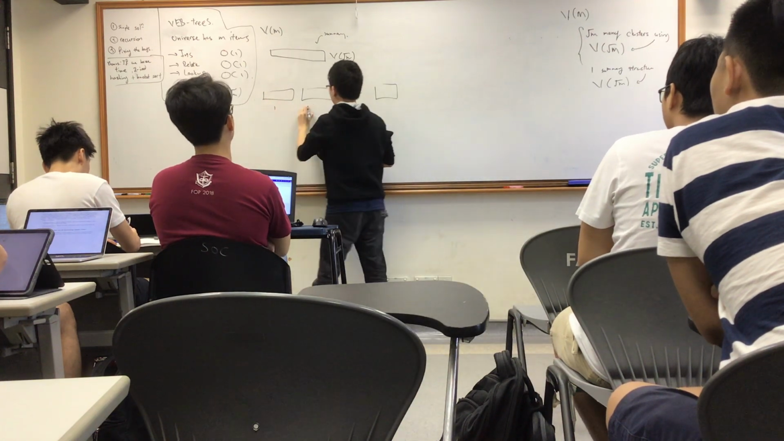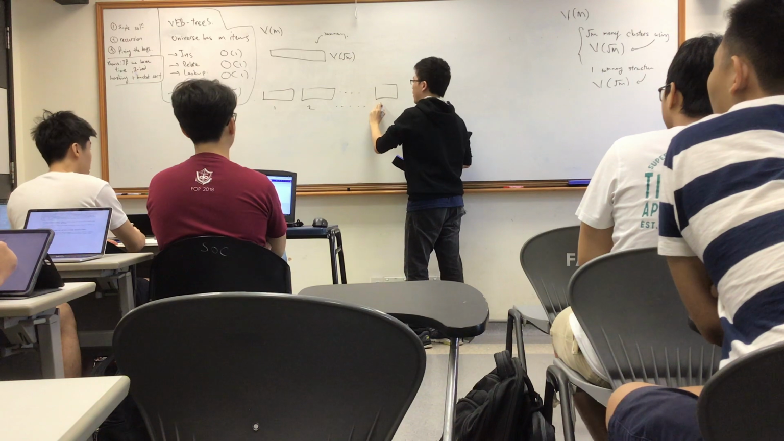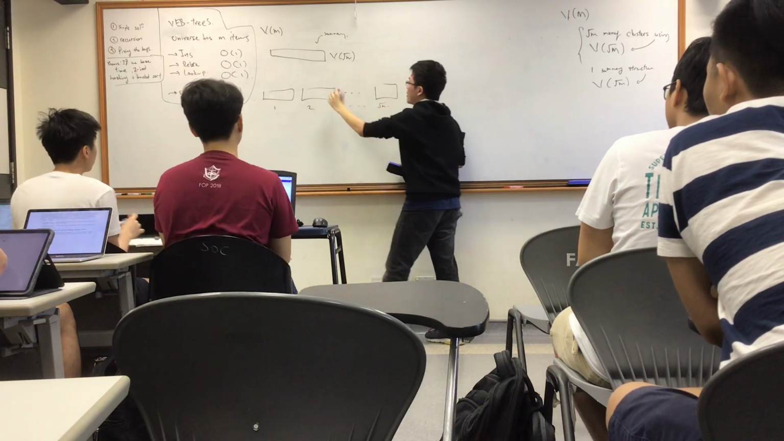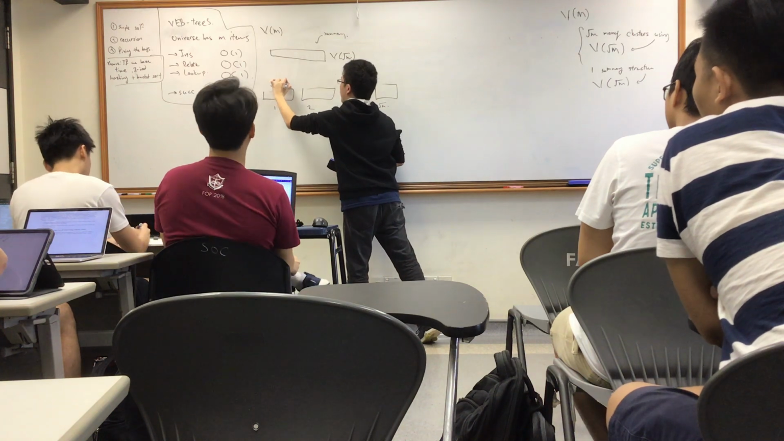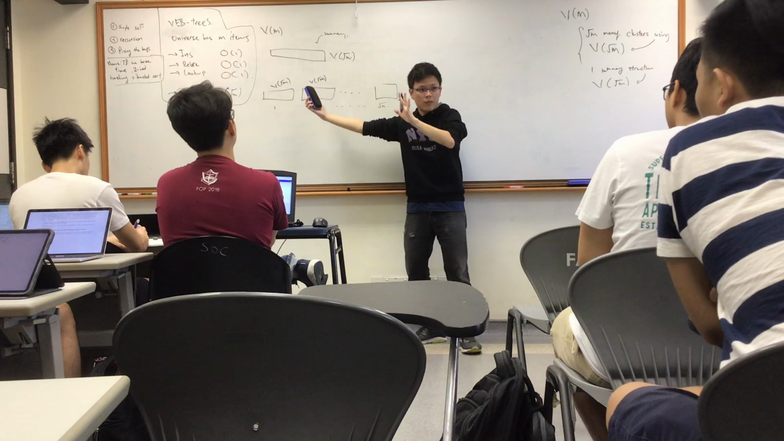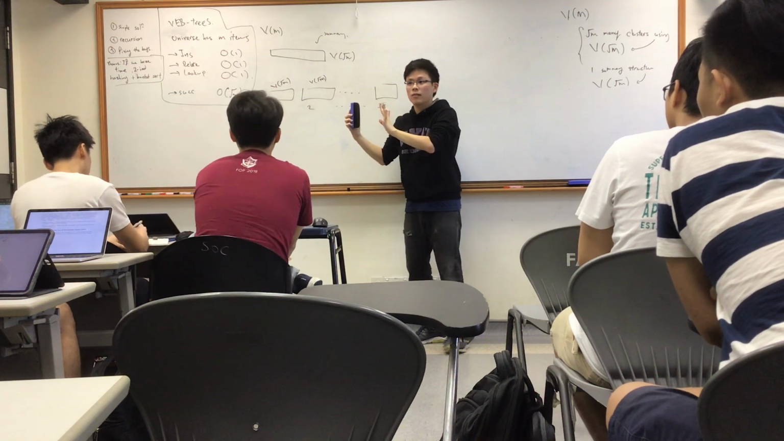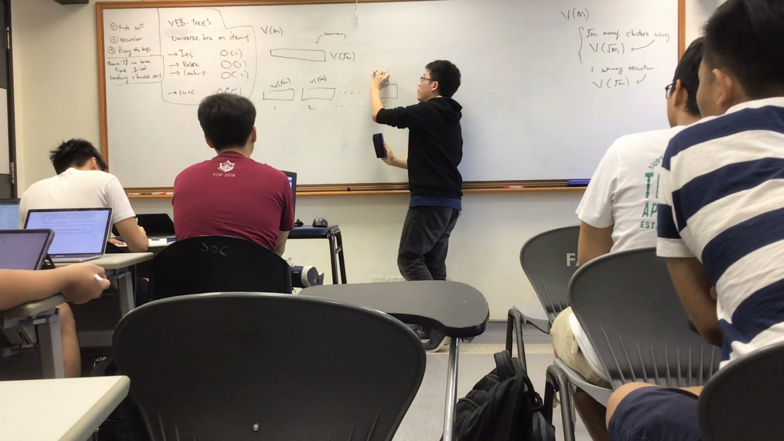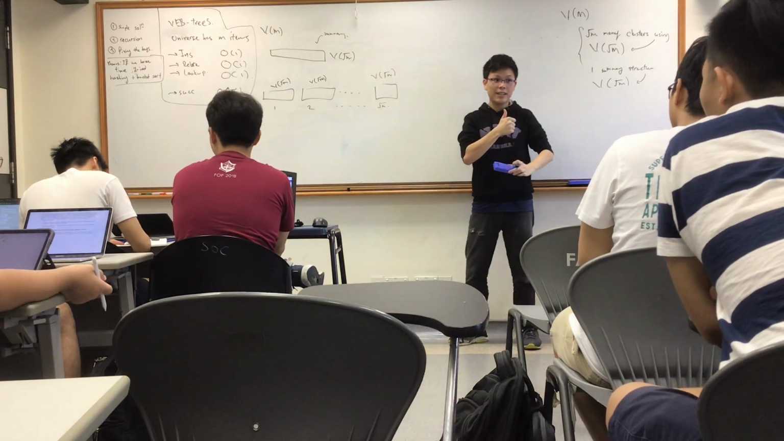So there's going to be 1, 2. How many do I need? I need root M many. And each of these is a V of root M. So in other words, these are actually the same data structure, but on a smaller universe. Let's not worry about space for now. I really want to push the idea through. Is everyone following me? Great.